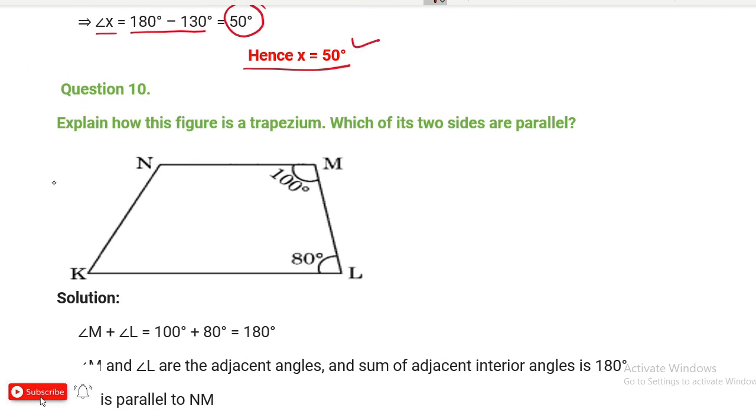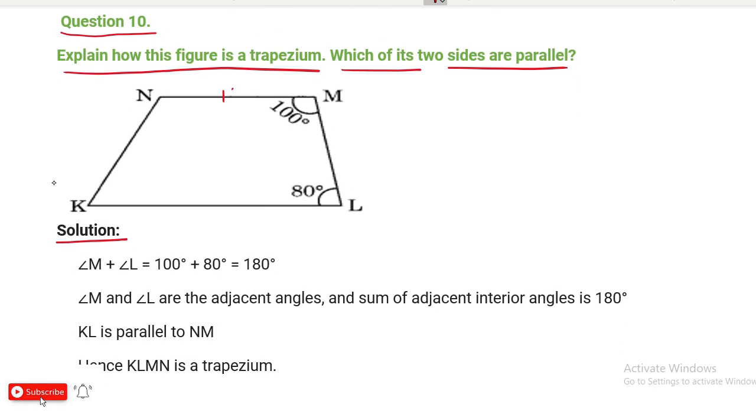Next question, question number 10. Question number 10 says: explain how this figure is a trapezium, and which of its two sides are parallel. It means we have to describe why this figure is a trapezium, and which is the parallel side of this trapezium. Now start from here.